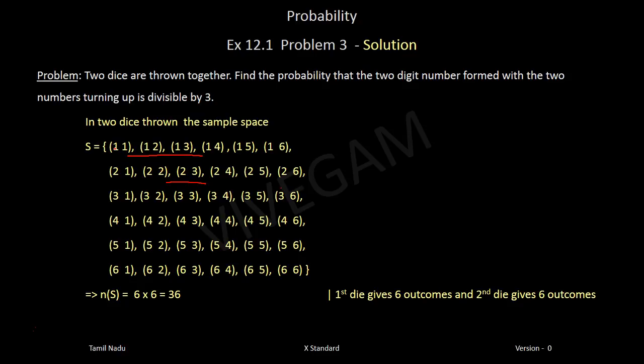And these are the numbers. 1, 1 is 11, 1, 2 is 12, 13, 21, 22, it goes on like that. The first die can give us 6 possible ways: 1, 2, 3, 4, 5 or 6. And whenever the first die gives you one outcome, correspondingly the second die can give you 6 other outcomes. So 6 into 6, 36 ways the outcome can happen.